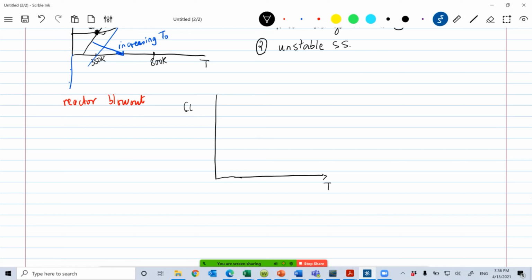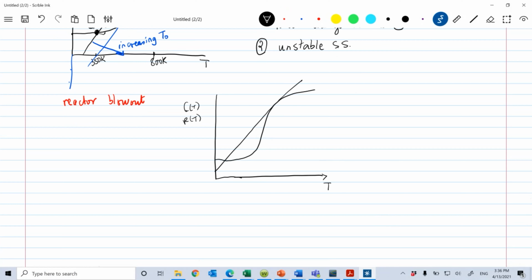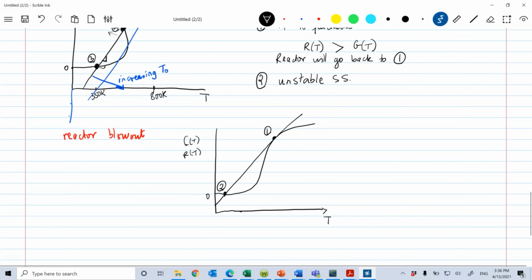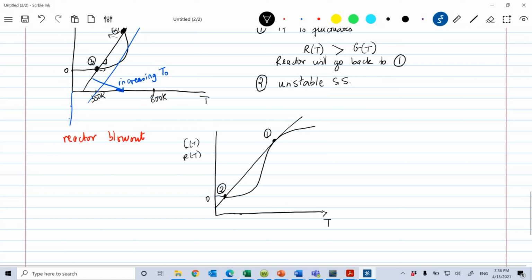So once again, if you have your G of T, R of T curve, and your G of T curve looks like this, and you have your R of T curve that is borderline touching, like tangential, as best as possible, then you have 2 points. So once again, I forgot to mention, this is where X_A equals 0, right? This is where there's no heat being generated. This is the beginning of things.